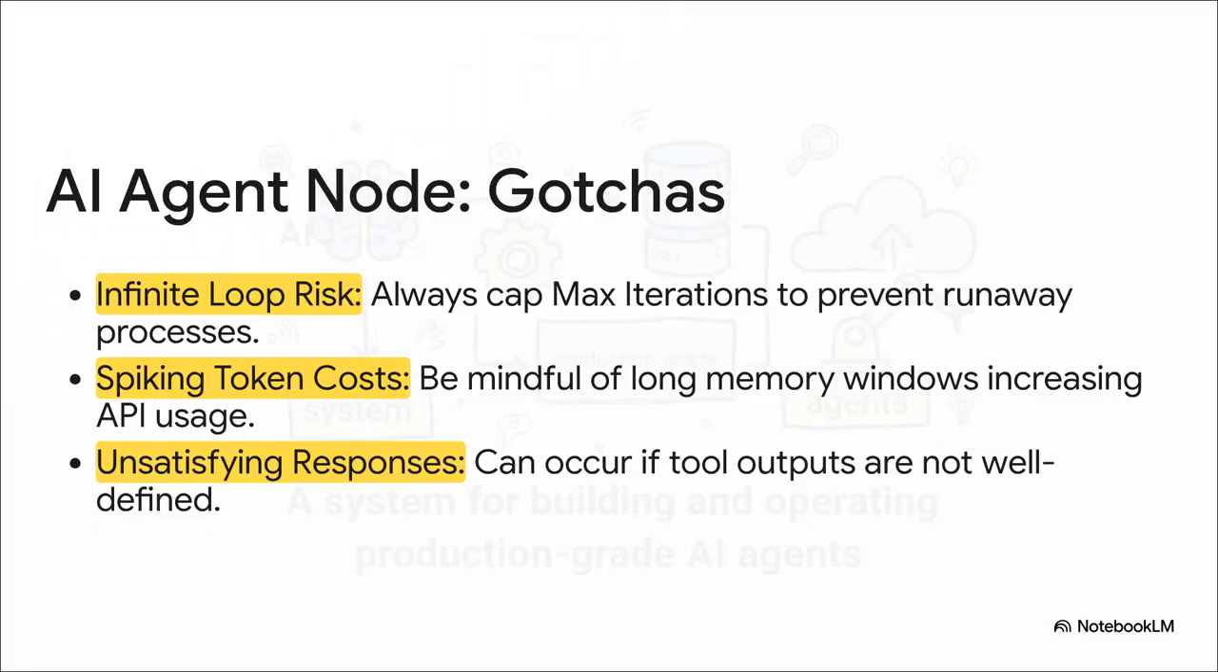But, of course, with great power comes, well, a few gotchas you need to watch out for. First, you've got to prevent infinite loops by always putting a cap on the number of iterations. You also need to keep a close eye on your token costs because they can get out of control fast. And finally, make sure your tools give back clear, well-defined outputs, otherwise the AI can get confused and give you some pretty unsatisfying responses. These are the little details that make a huge difference in production.